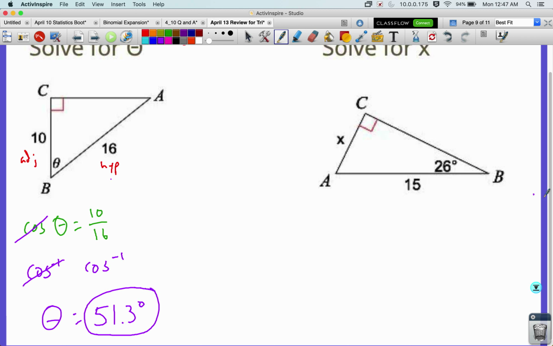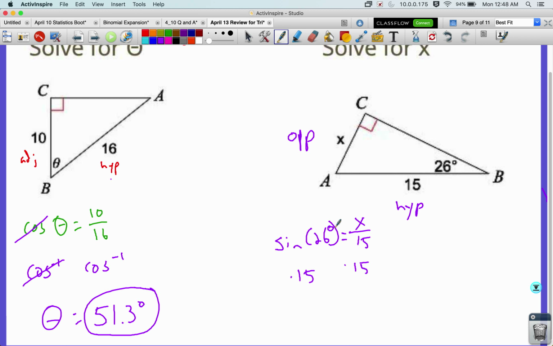All right, solve for x. So now we're finding a side length given an angle and a side length. From the angle that we're given, that's not the right angle, the 26, this x over here is the opposite, and this 15 is the hypotenuse. So the trig function that relates opposite and hypotenuse is sine. So I know the sine of 26 equals opposite over hypotenuse, x over 15. To get x by itself, you multiply 15 to both sides.